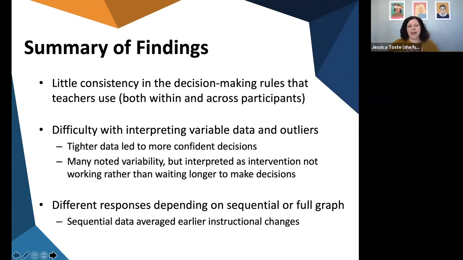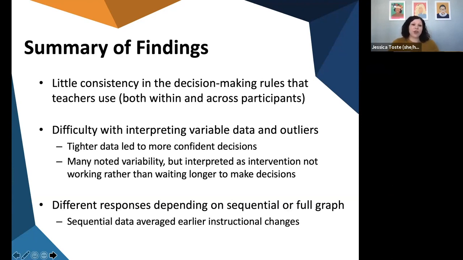So I would use a decision-making rule, and I might not use that consistently every time I make a decision. And the same is true that myself and my colleague are using different kinds of rules or assumptions around how we make decisions. The next big thing we found is that there's more difficulty interpreting variable data and data that has outliers in it. And so when we see data or performance kind of move up and down a lot over weeks, it becomes more difficult for us to make a decision with confidence. And the tricky part about this is that student data does tend to be quite variable, especially students who have reading disabilities. So the data that was tighter tend to lead to more confident decisions.